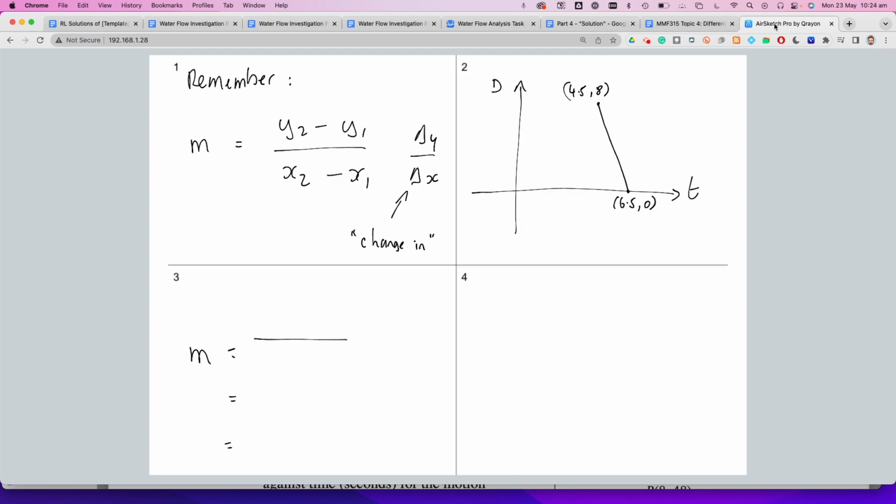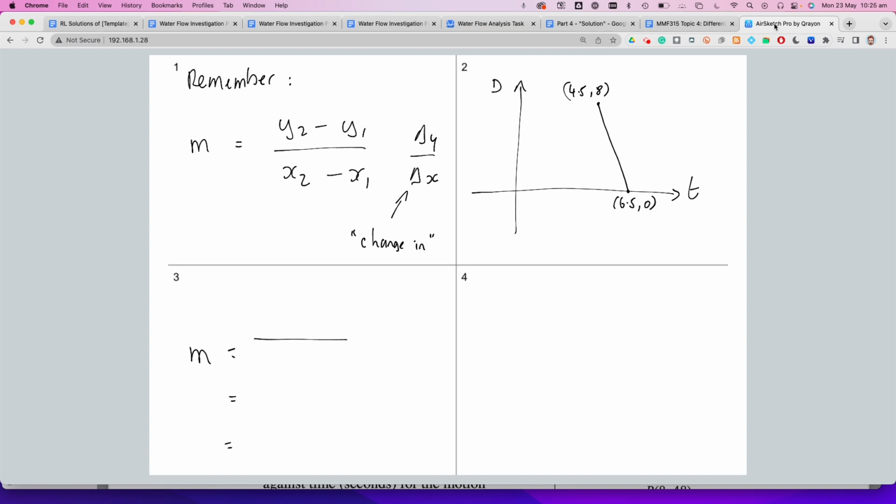So in our problem, we had 4.5, 8 as being a coordinate after the football field. So that means 4.5 hours, 8 kilometers away from home, and then 6.5 hours at 0 kilometers from home. I had traveled back home in 2 hours. Okay, that's from part 4. So how will we calculate that?